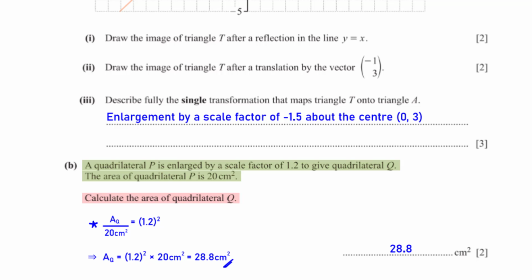Quadrilateral P is enlarged by a constant scale factor to get quadrilateral Q. This means the two shapes are similar. For similar shapes, the ratio of their areas is equal to the square of the ratio of their corresponding sides, which is 1.2. When we make the area of quadrilateral Q the subject, this is what we have, which is equal to 28.8 centimeters squared.